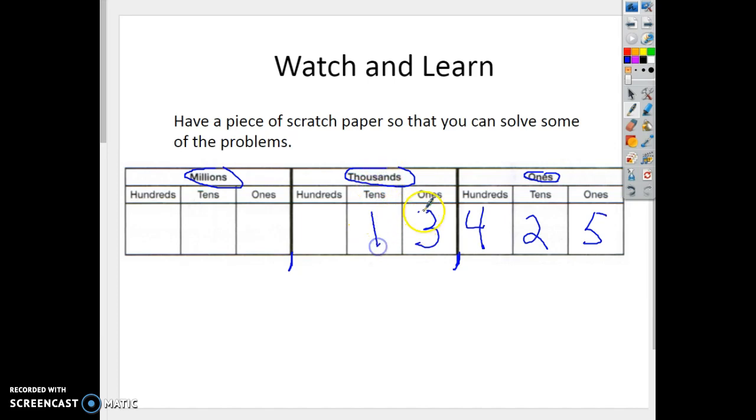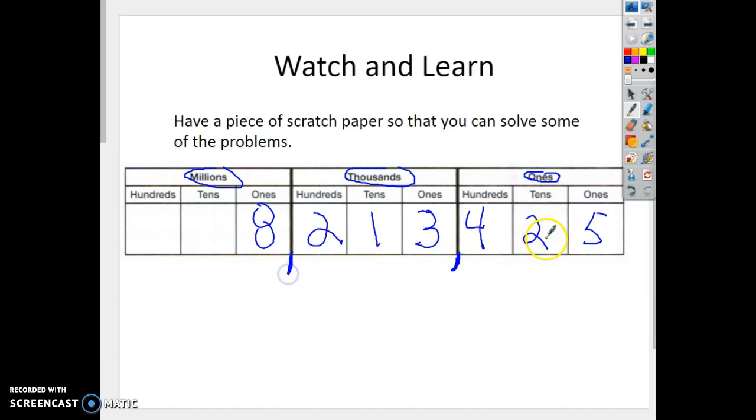If I just put a 1 there, now I have 13,425. Go to the 100,000s, and if I put a 2 there, I have 213,425. The highest numbers we're going to get up to is the millions. We're not going to go to the 10 millions or 100 millions, just the millions. So let's say I put an 8 here. I have 8 million, because I'm in the millions, 213,000, because I'm in the thousands, 425. So again, that's 8,213,425.